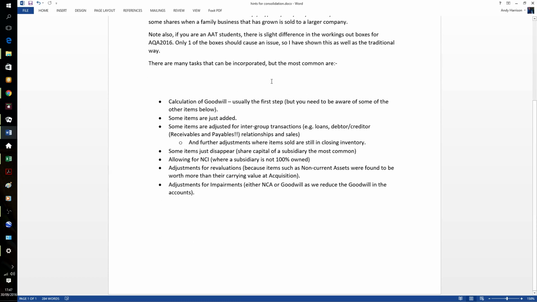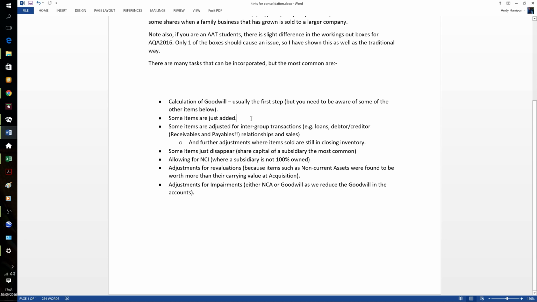The tasks then, so this is what's most likely to happen. You're going to have to calculate the goodwill, the difference between what we got and what we paid. Usually the first step, because it's the first row in the statement of financial position. You don't have to do it first, just most people do.